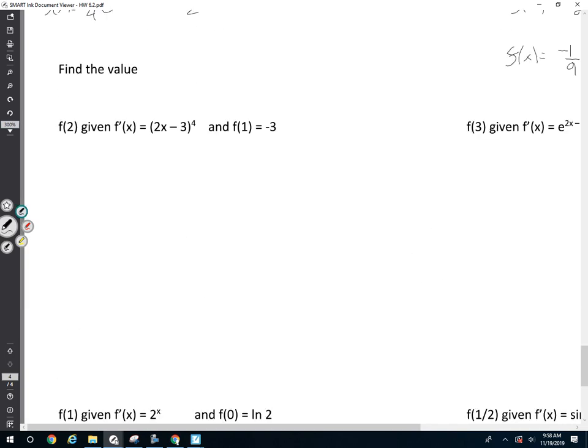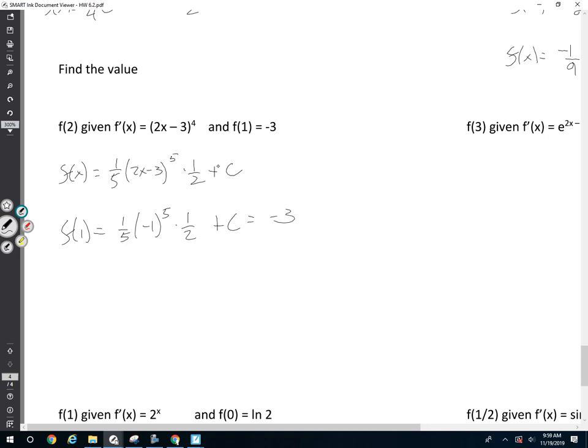Here we go. F. So I'm going to have 2x minus 3 to the 5th times 1/5. But then I need a 1/2. Don't forget a plus c. F of 1, that'd be 1/5 negative 1 to the 5th times a half plus c. That equals negative 3.